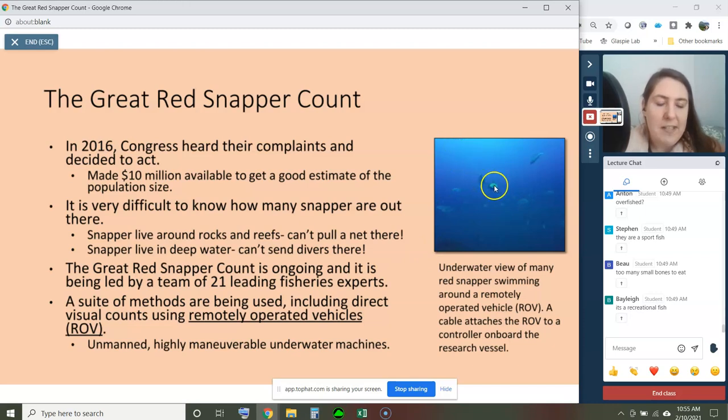You can just kind of see the tether in the background. And this ROV is driving through a school of snapper and presumably counting and even taking lengths on those snappers so it knows how many are in that area. And there are faculty at LSU who are involved in the Great Red Snapper Count. I myself am not. I do research on red snapper, but I don't really do field research on them. But yeah, LSU is definitely involved in this.